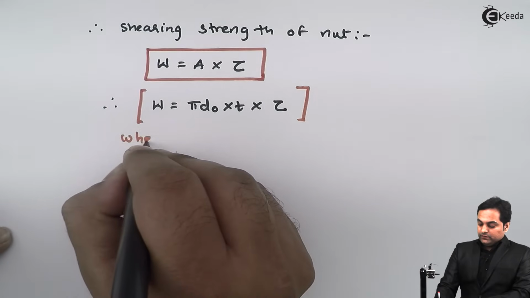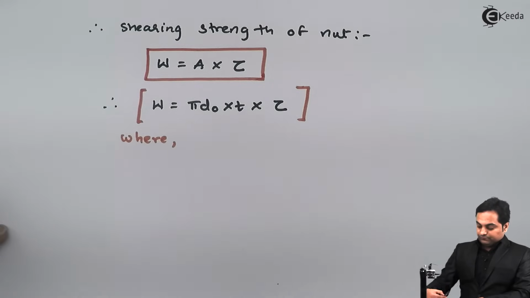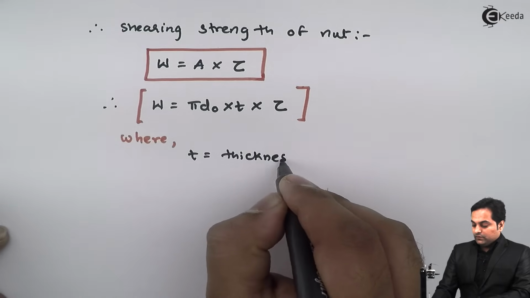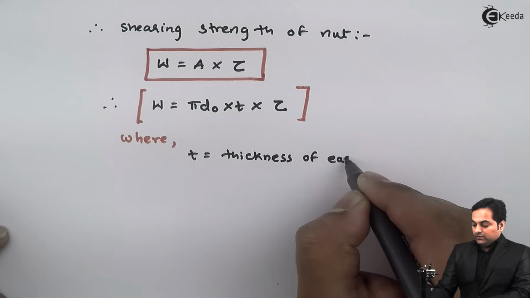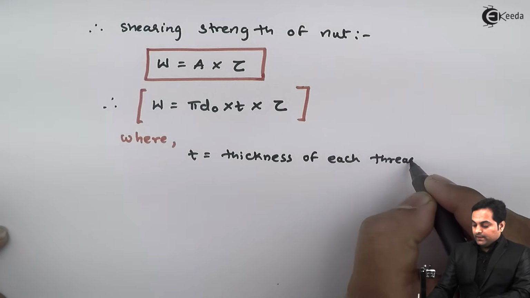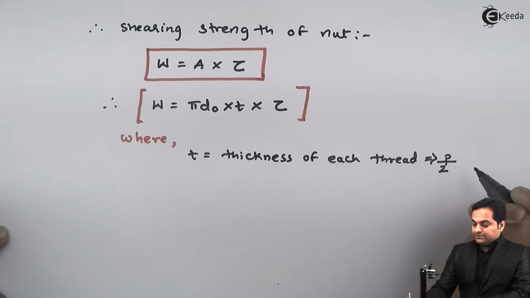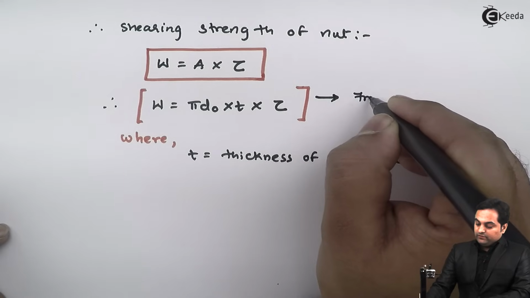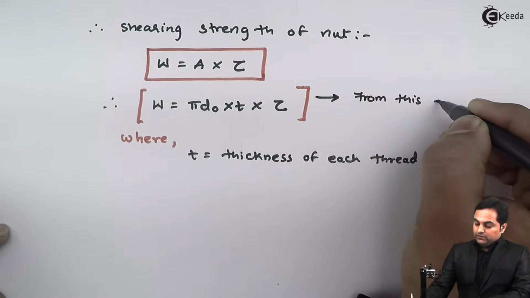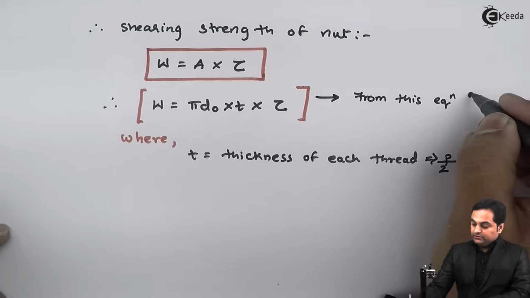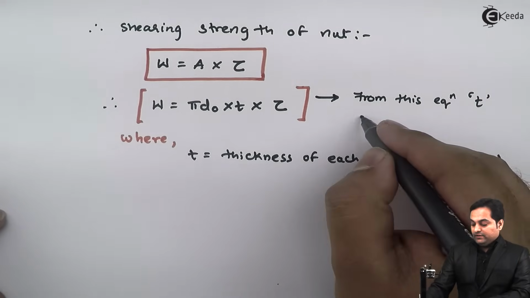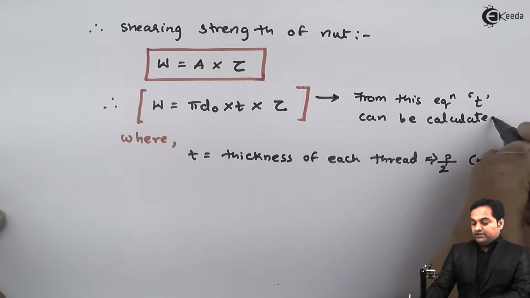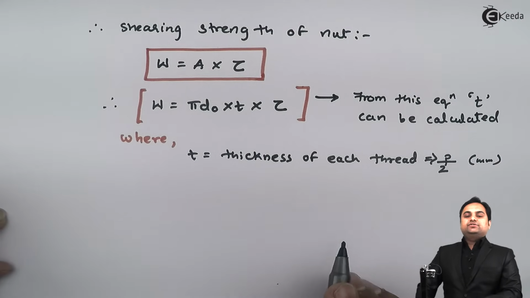where T is equal to the thickness of each thread, and it is taken as pitch by 2 distance in terms of mm. So from this equation, T, which is the thickness of thread, can be calculated, or if we know the thickness of thread, then we can check the value of shear stress from this equation.